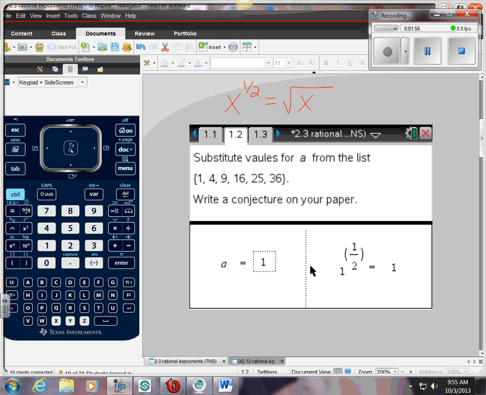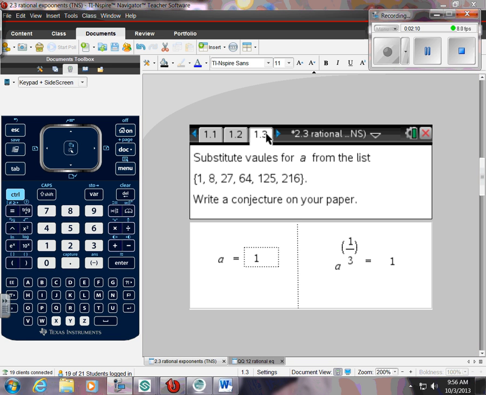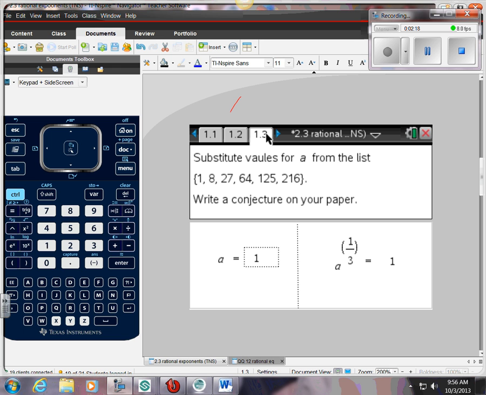Let's look at the next one. I want to raise everything to the 1/3 power this time around. Okay, so you're going to do 1 to the 1/3, 8 to the 1/3, 27 to the 1/3. Come up with your conjecture. Talk to each other. Okay, this table up front, what's your conjecture? Good. Anything to the 1/3 is the cube root. So if I have x to the 1/3, this is the same thing as the cube root of x.